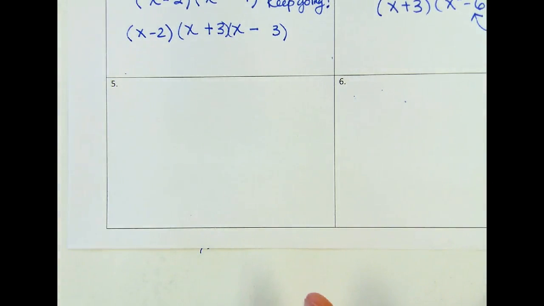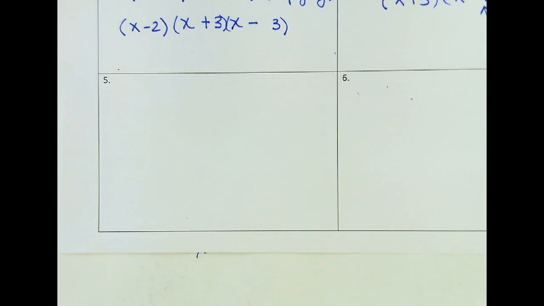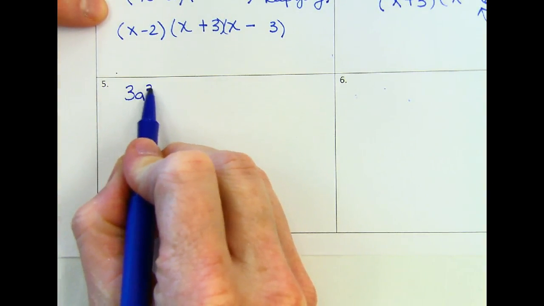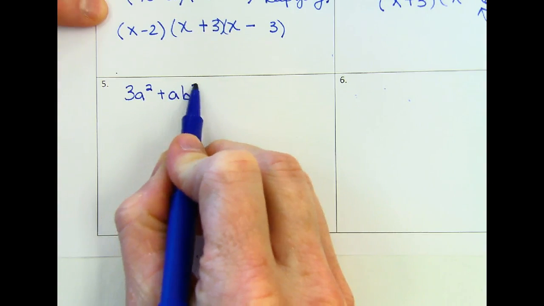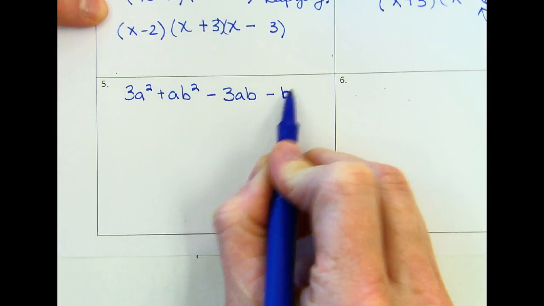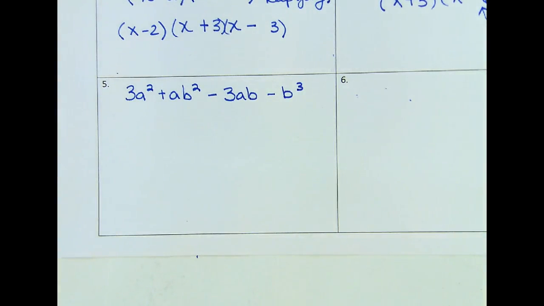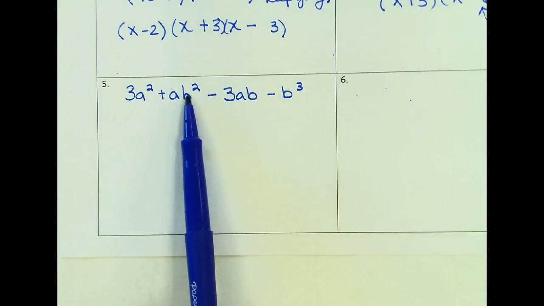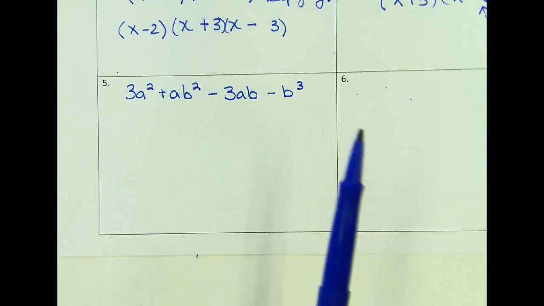Now, question 5. Question 5 is going to be one that involves more than just the x variable. So this one is 3a squared plus ab squared minus 3ab minus b cubed. Now, this one looks like a very intimidating problem, but you just follow your grouping rules. So is it in standard form? Remember your standard form rules. So we have everything here in alphabetical order. The b squared will overtake this one. So now we're ready to group.